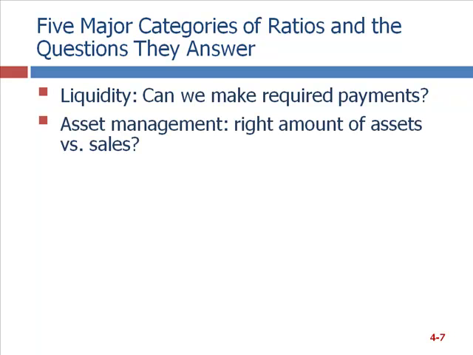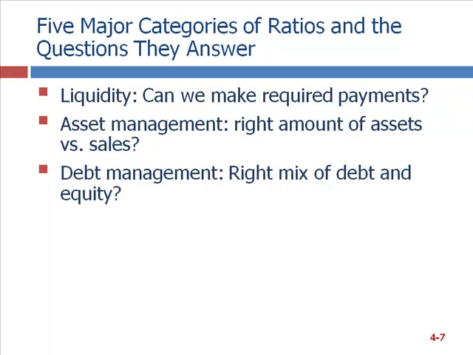Then we have asset management ratios, and these cover a variety of things. So we'll be looking at sales versus assets like inventory. Okay, we'll be looking at sales versus fixed assets. We'll even be looking at total assets. We'll have several things to examine there.